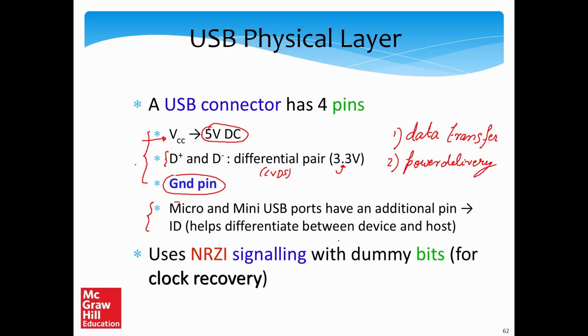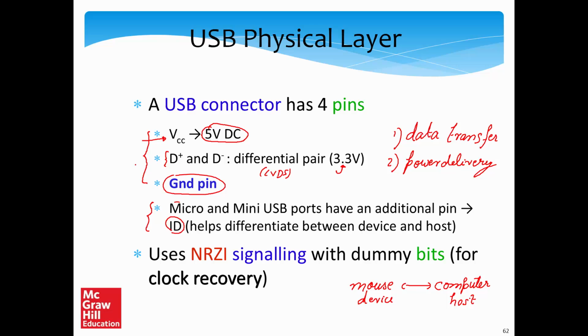So that has, I'm sorry, the mini USB port, and that has 5 pins. So the additional pin is called ID. The ID pin basically helps us differentiate between a device and a host, which means that let's say if I'm connecting my mouse to a computer, my mouse becomes the device and the computer becomes the host.